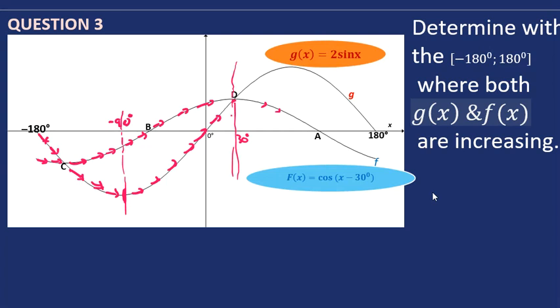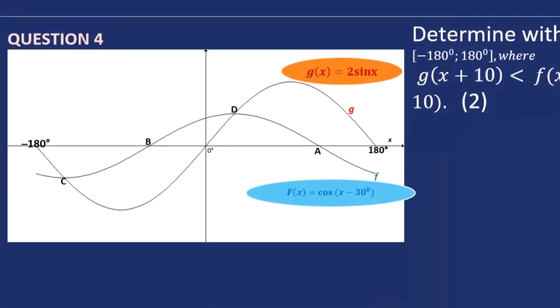So therefore, we will say both graphs are increasing when x is bigger than negative 90 degrees but smaller than 30 degrees. So both graphs will be increasing from there to there. Otherwise, one is increasing when the other is decreasing. But the only interval where they are both increasing is from negative 90 degrees to 30 degrees.